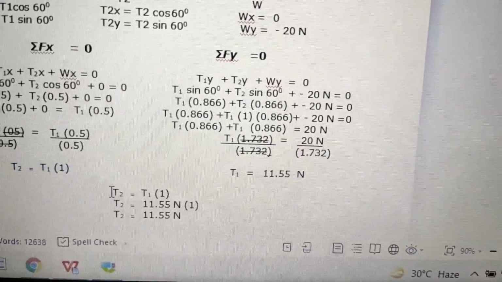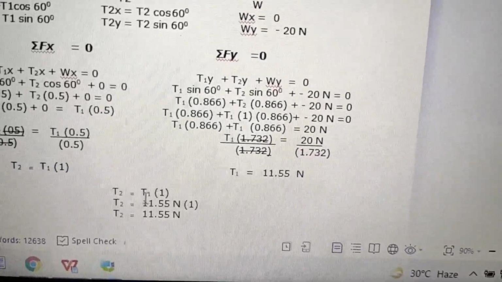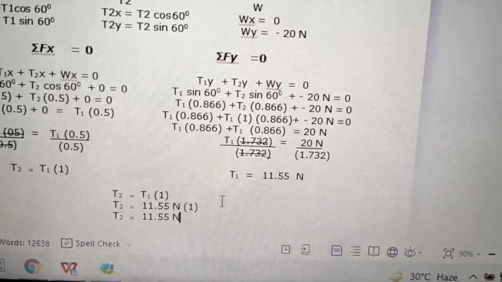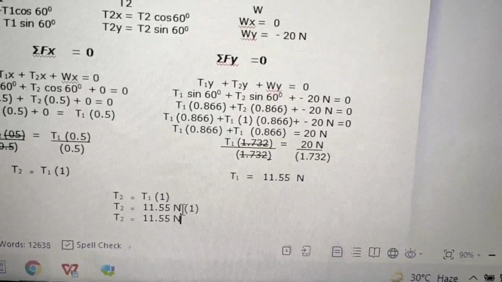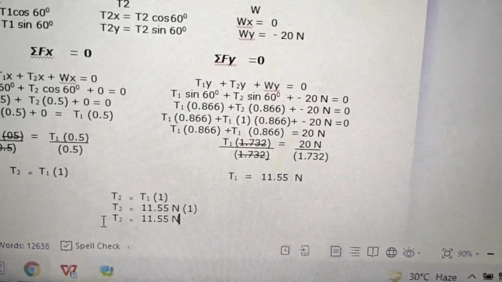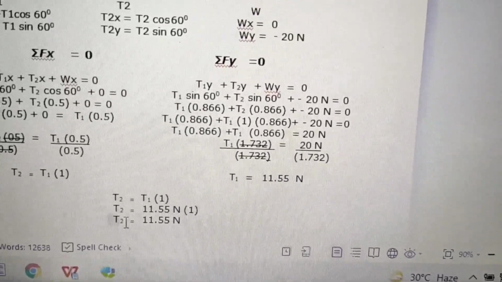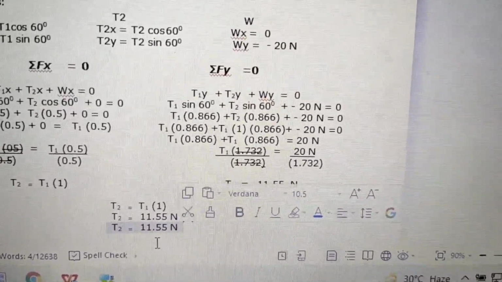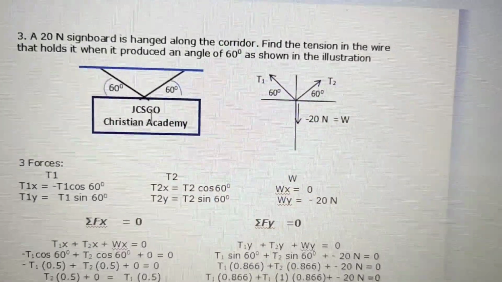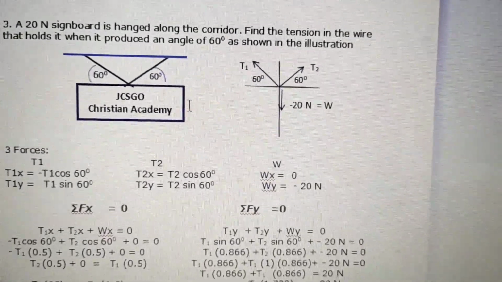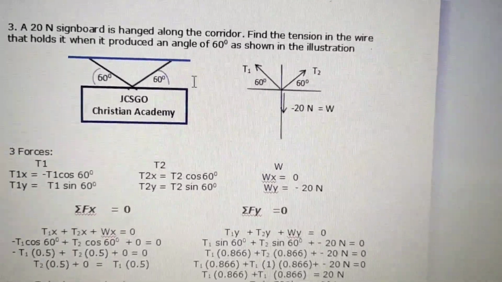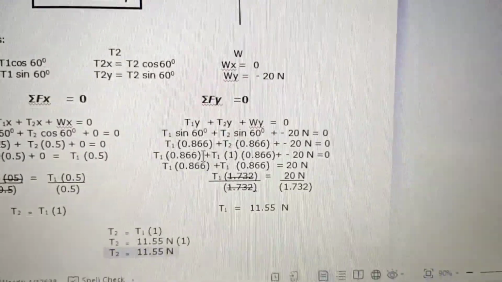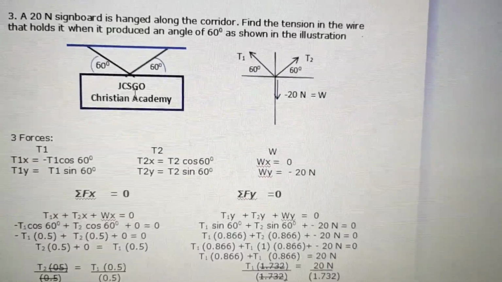T2 is equal to T1 times 1. So we get the value of T1, which is 11.55 newtons, times 1 is 11.55 newtons. So it is balanced that the tension force on wire number 2 is the same, 11.55 newtons. It is concluded that if they have the same angles, then they have the same force exerted on the signboard.